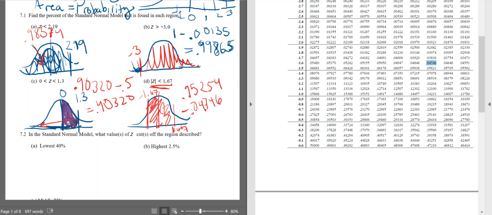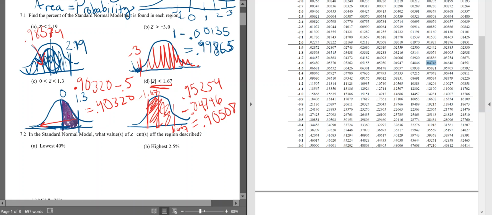0.95254 minus 0.04746. Ta-da! So in total, this will be 0.90508. Interesting, right?